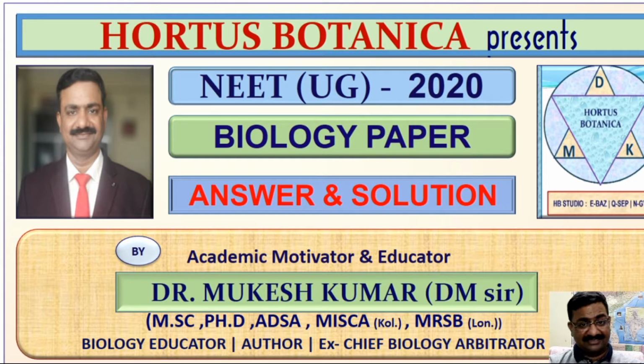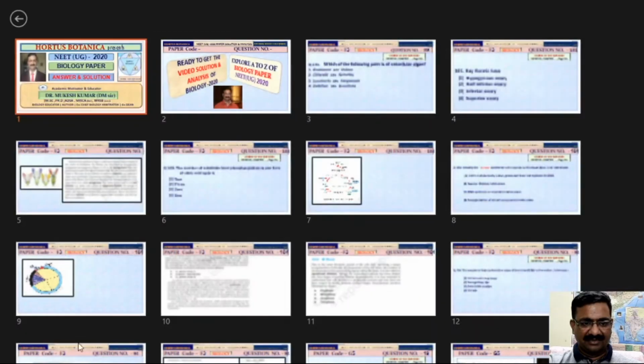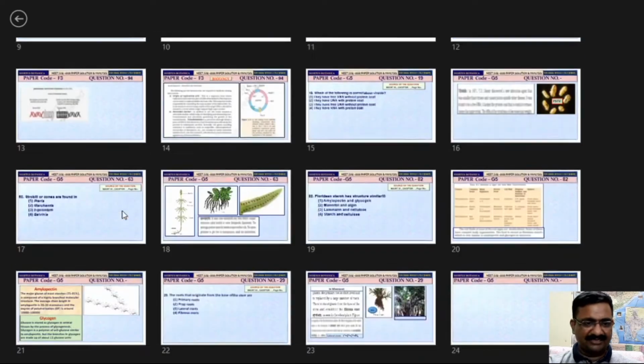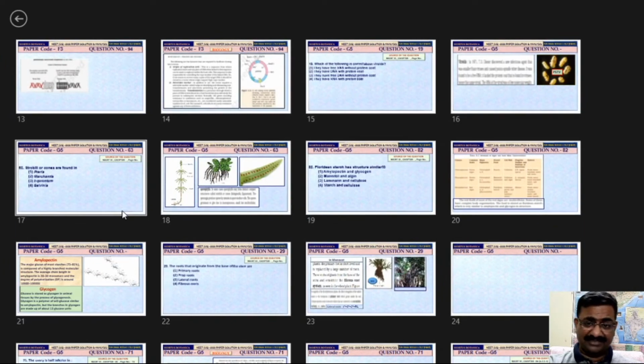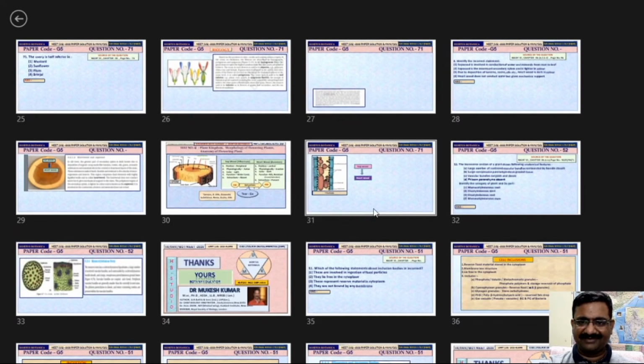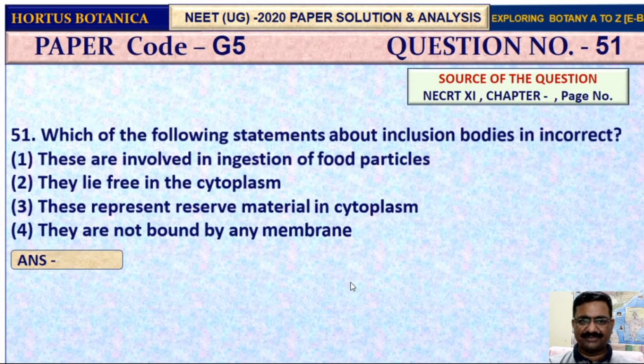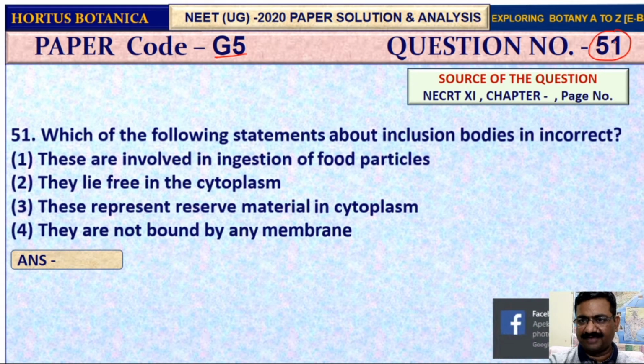So let's continue the next question. Yes, we are discussing the questions of NEET 2020. Now the turn of the question is of plant anatomy. We have finished cytology. Very interesting question we have. This is the question, and the paper code, you all know, it is G5, right? And the question number is 51.